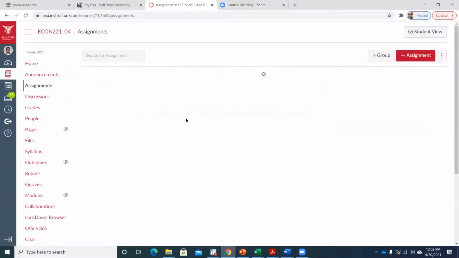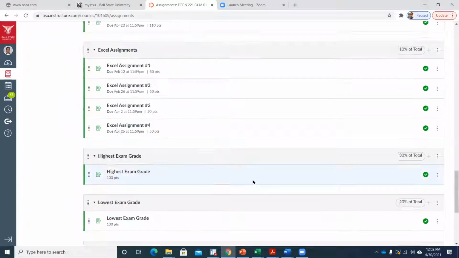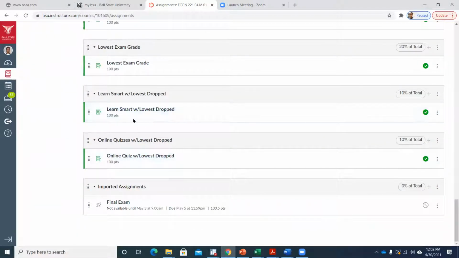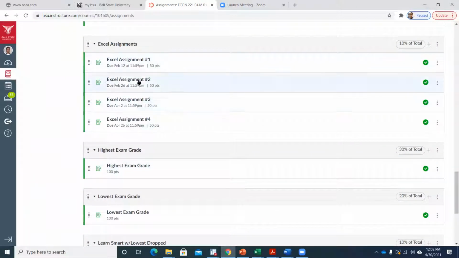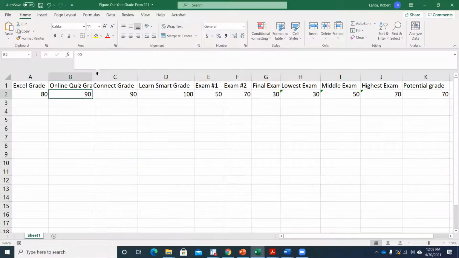Maybe it's an 80. Your online quiz grade, at this point, since for the Excel, we still have the 5th Excel and Connect, which still could be completed and turned in by the end of the day today. Once that's done and I get those graded, I'll put up something similar to what I did for the Learn Smart and the online quiz, where I show your grade that has the lowest dropped. Right now I can't do that for the Excel and the Connect because they haven't all been turned in, right? So if you want to use what your current Connect and Excel grades are, that's what you would put in here. And then once I get those scores uploaded that show what your grade would be with the lowest dropped, you can enter those in.